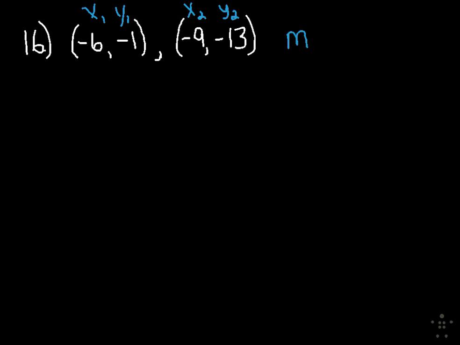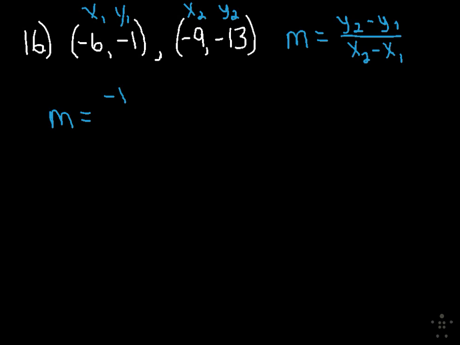But slope is equal to my change in y's over my change in x's. Alright, and I've already labeled, I like to do that, x1, y1, x2, y2, and it doesn't matter which ones are the 1s and 2s as long as they're together. Alright, and just plug it in.